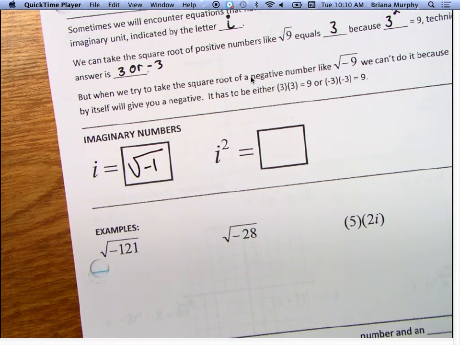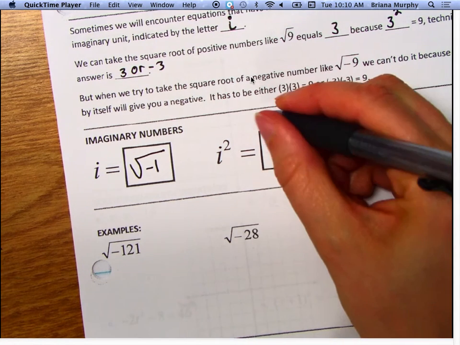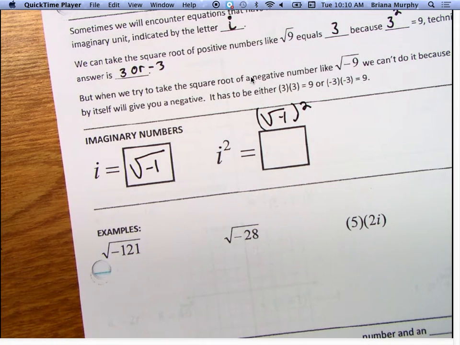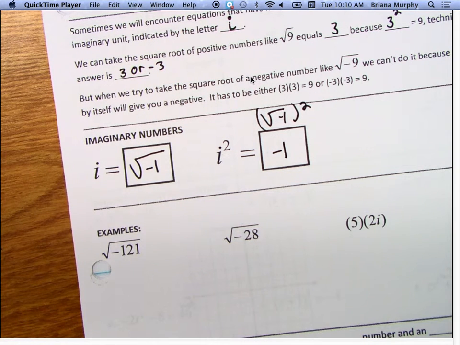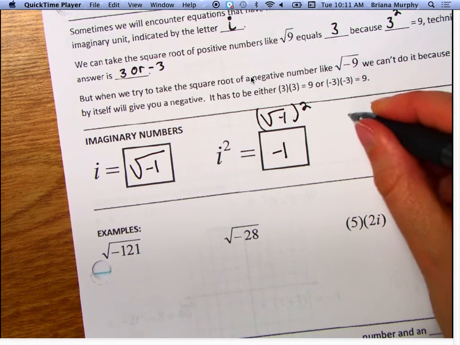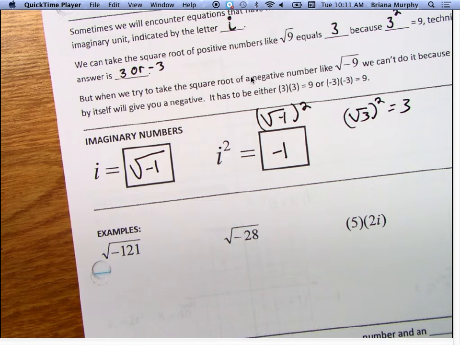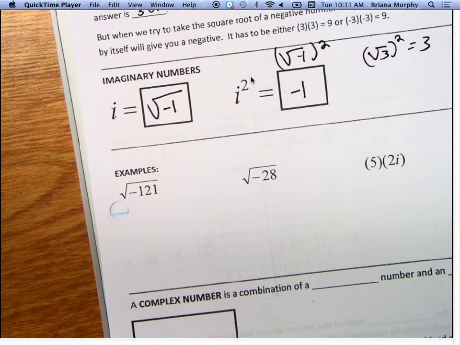And this is important. We have to go back to this over and over again. i squared. Now let's think about this. If we have the square root of negative 1 squared, what do we get? Negative 1. You can't put that in your calculator, but if you try, for example, the square root of 3 squared, we get 3. It removes it. The square root times the square gets rid of it.